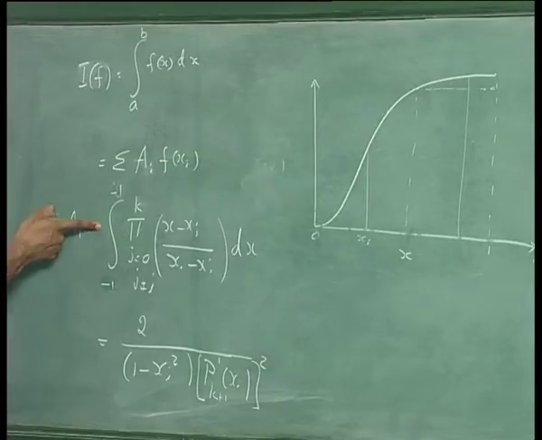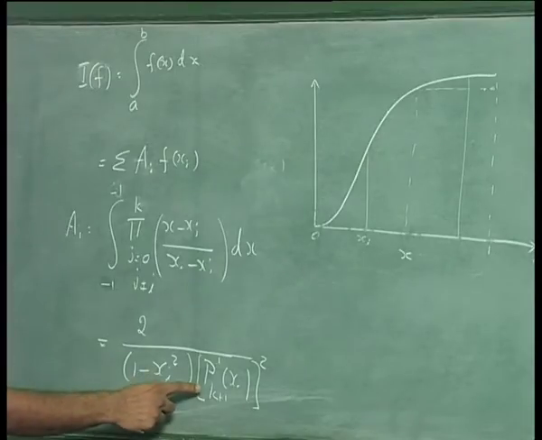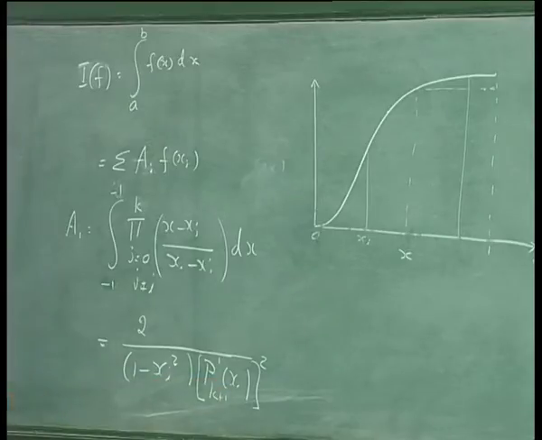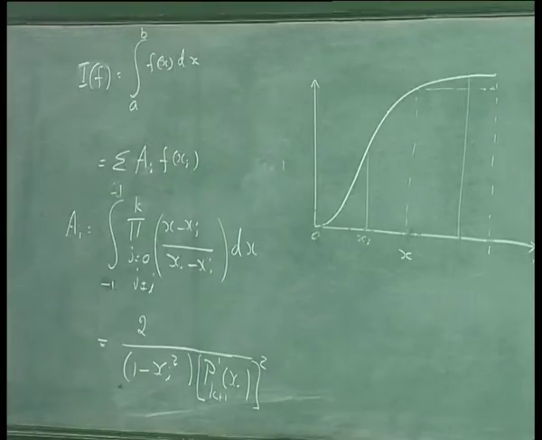I don't go into the details here of how you go from this to this, but you can write the weight ai as 2 divided by 1 minus xi squared into the derivative of the k plus 1th order polynomial at xi, evaluated at xi, squared. So now this is a form which you are going to use for this computation. Once we know the zeros and the corresponding weights, then we can just simply compute this sum and then we get the integral.